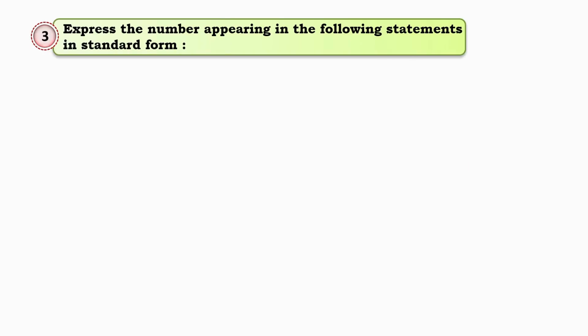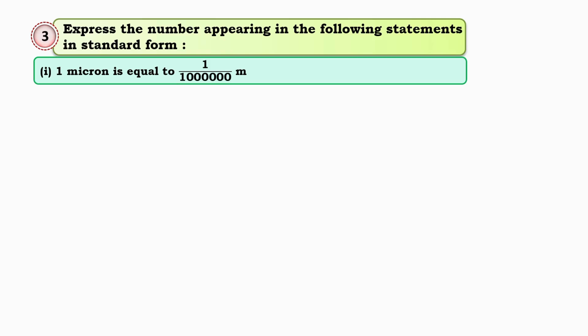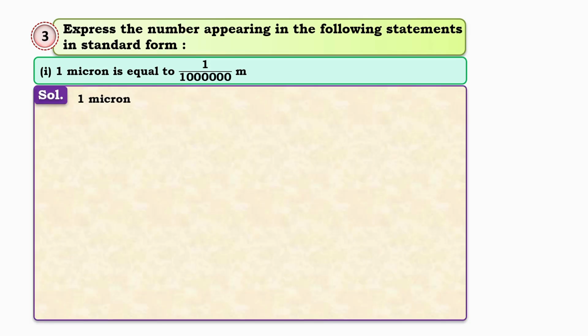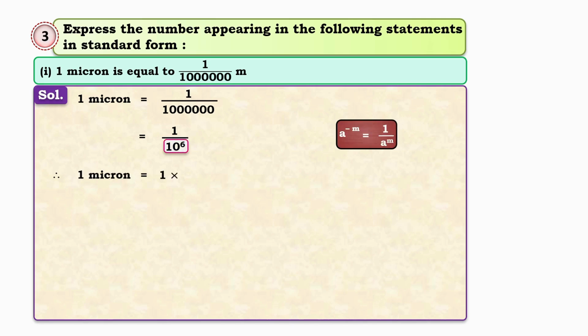Now the next question is: express the numbers appearing in the following statements in standard form. So again we have to write it in the standard form. So 1 micron is equal to, so this one we need to write in the standard form. Here we need to count the number of zeros, that is 1 by 10 to the power 6. So 1 by 10 to the power 6 means 1 into 10 to the power minus 6. So 1 micron is equal to 1 into 10 to the power minus 6 meter.